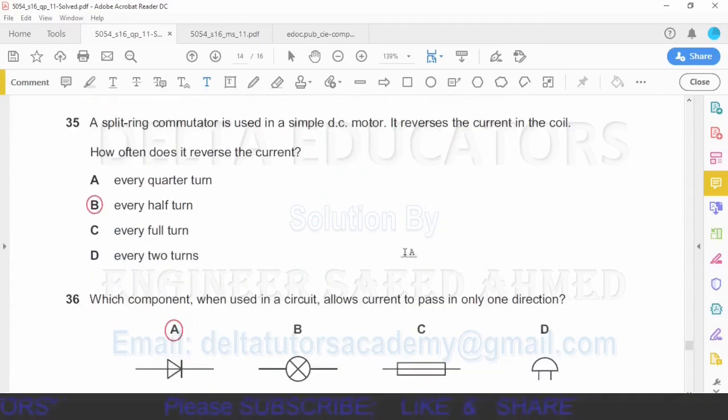Question number 35. A split ring commutator is used in a simple DC motor. It reverses the current in the coil. How often does it reverse the current? Option A, every quarter turn. Option B, every half turn. Option C, every full turn. Option D, every 2 turns. In the topic of DC motor, we have studied that the split ring commutator is used to reverse the current at every half cycle. So it is given in option B, every half turn. So option B is the correct one.